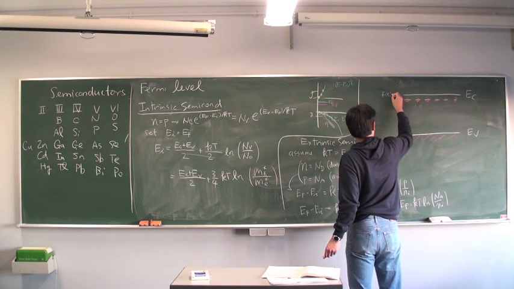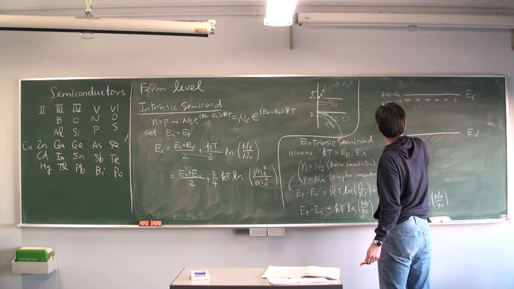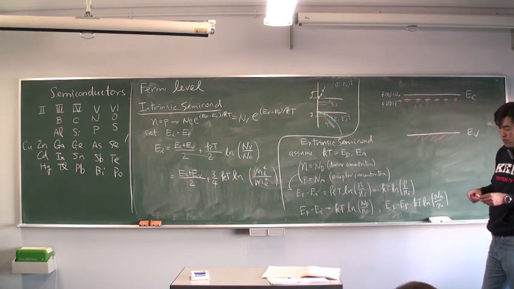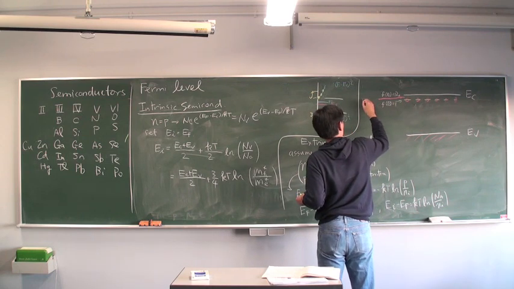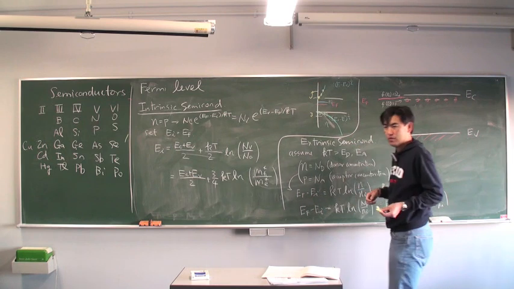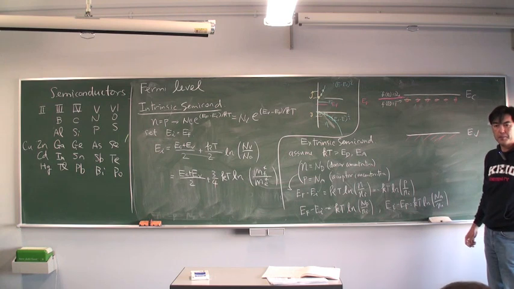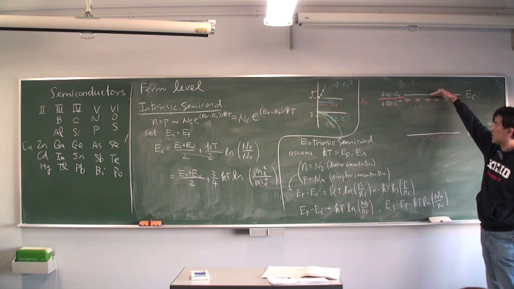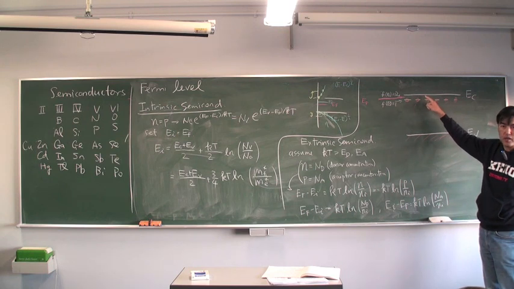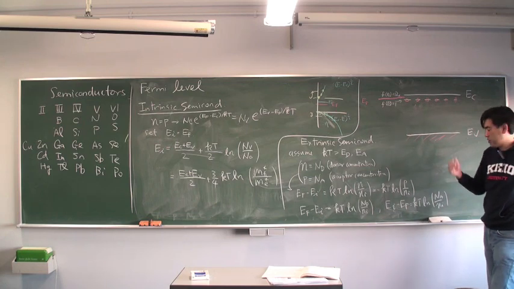Here, f(E) equals 1, this level, the donor level. So the Fermi level must be right in between. This has to be EF. Do you agree? At this level, the probability of finding electrons is 1; at this level, 0. So the probability of 1/2 is somewhere here, okay? At low temperature.